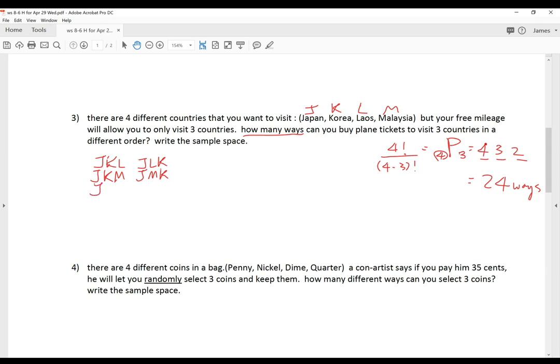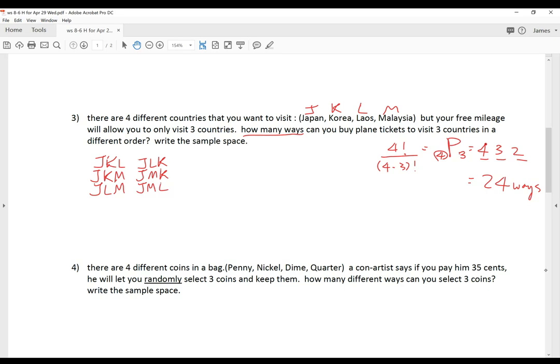So JK is exhausted. What about JL? If you start with JL, well, there's JLM. I've been to JKL, but not JLM. So it's a different plane ticket, and also switch it, JML. So there's 6 starting with a J.